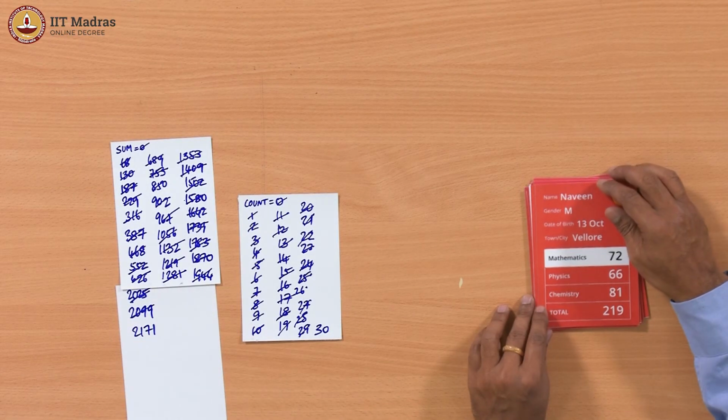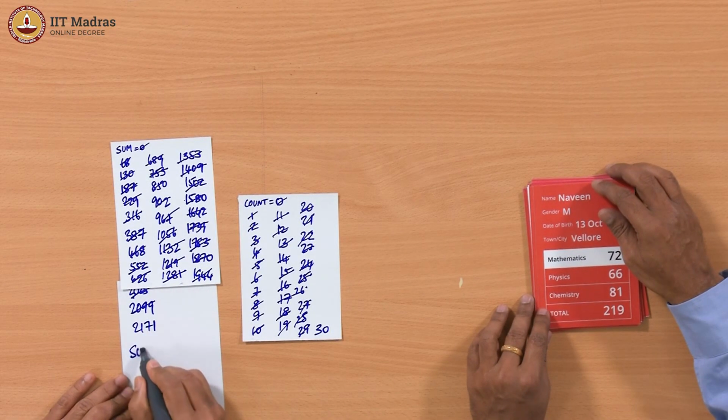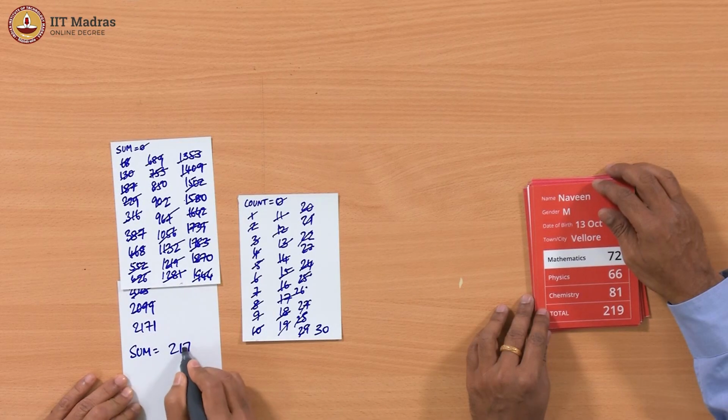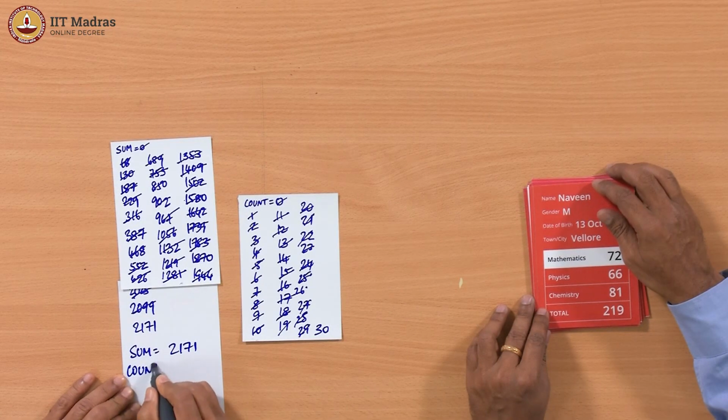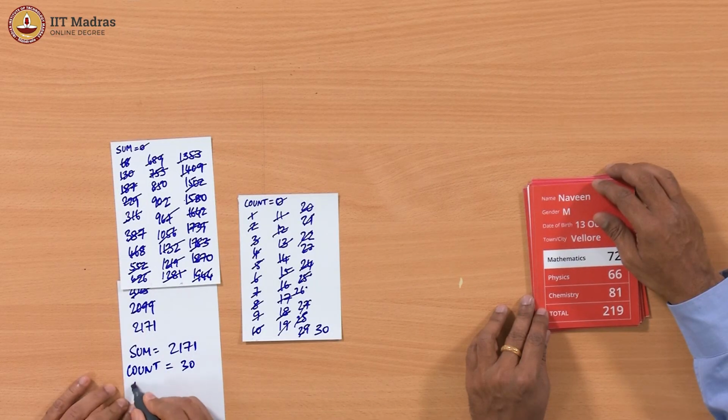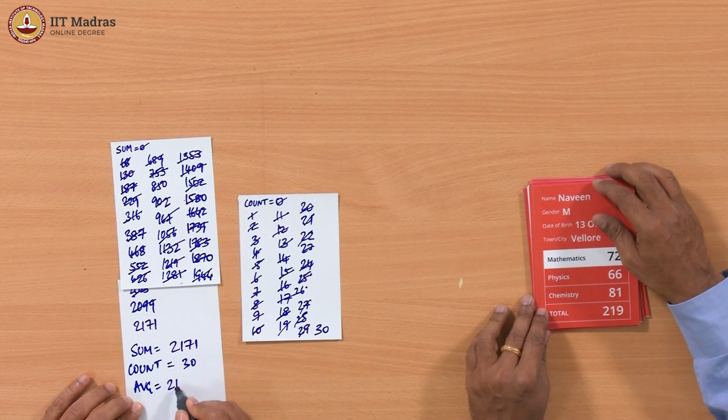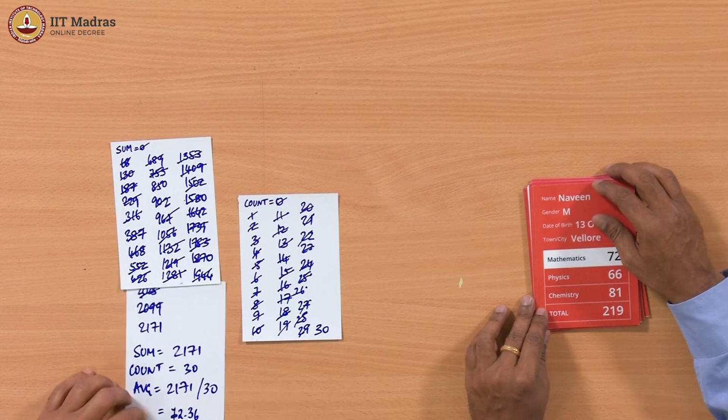So we know the total sum. After this, the sum is 2171, the count is 30. So the average is 2171 divided by 30, and this is 72.36, I think. Since all our marks were integers, we don't really need to know more. We just know that anything 72 and below is below average. So should we go through the cards?